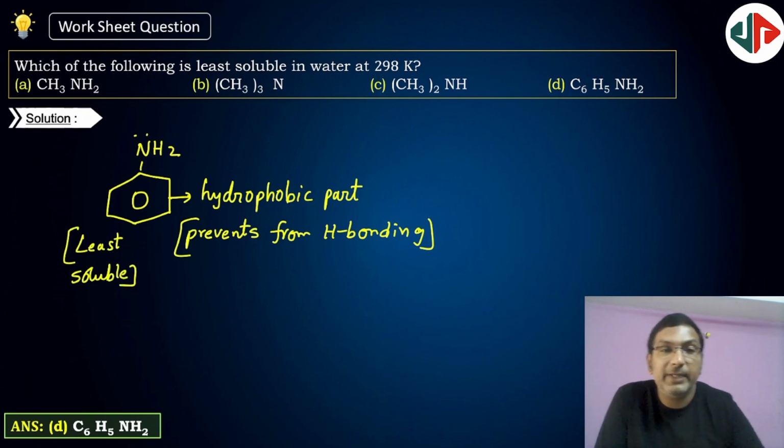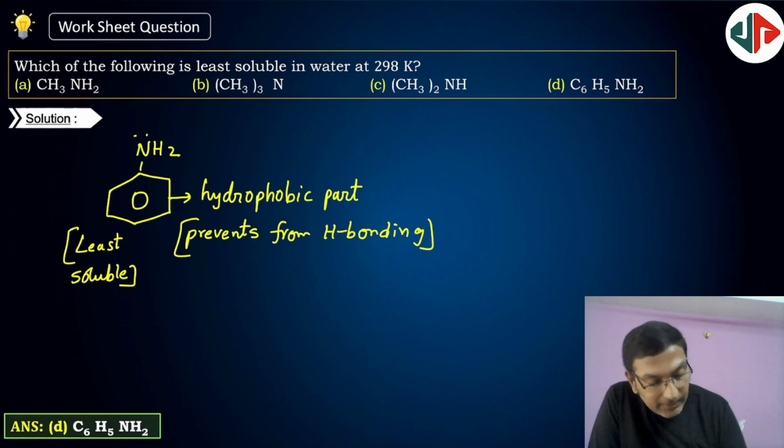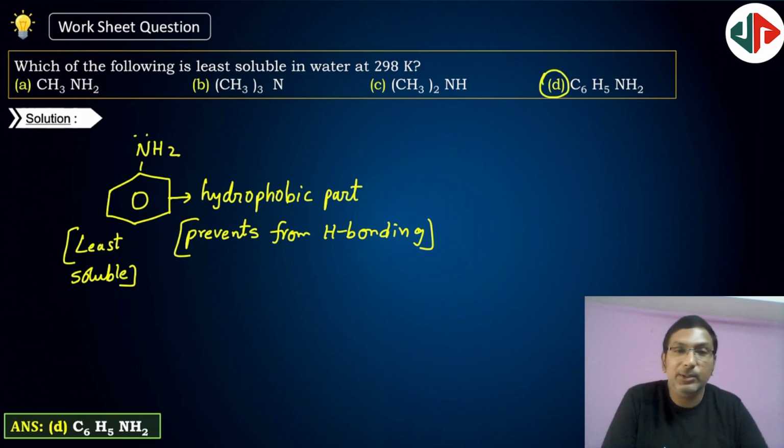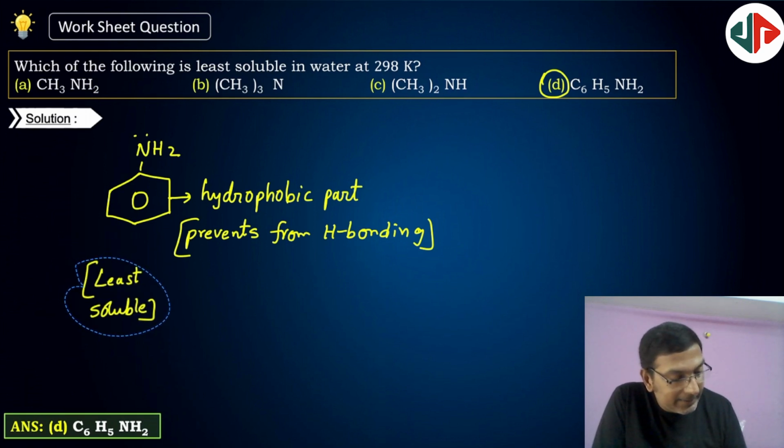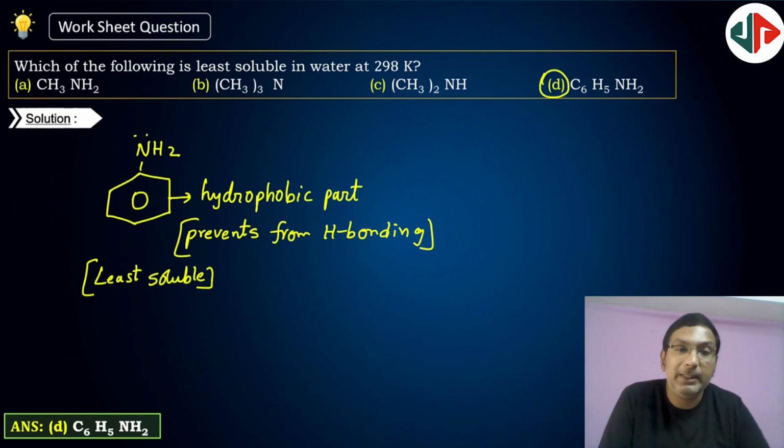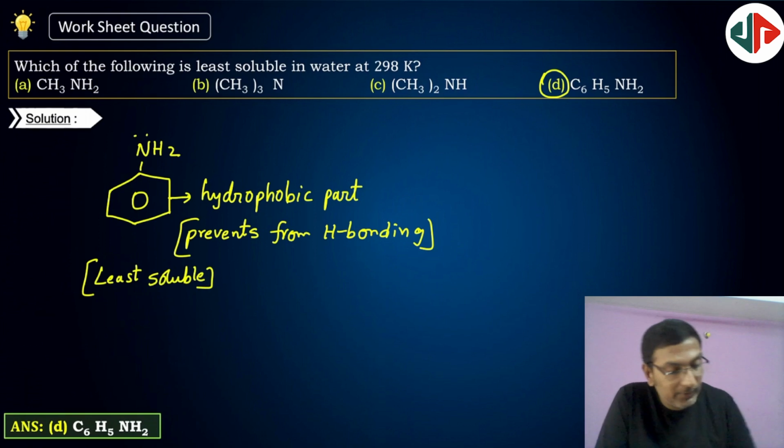If there is formation of hydrogen bonds with water, that compound will be more soluble. Here the phenyl group is the hydrophobic part. This prevents the compound from forming hydrogen bonds. Therefore, least soluble. Therefore, option D. In the remaining cases, hydrogen bonding is possible. Option A, B, C, hydrogen bonding possible. I will write like this: least soluble due to hydrophobic part. Next.